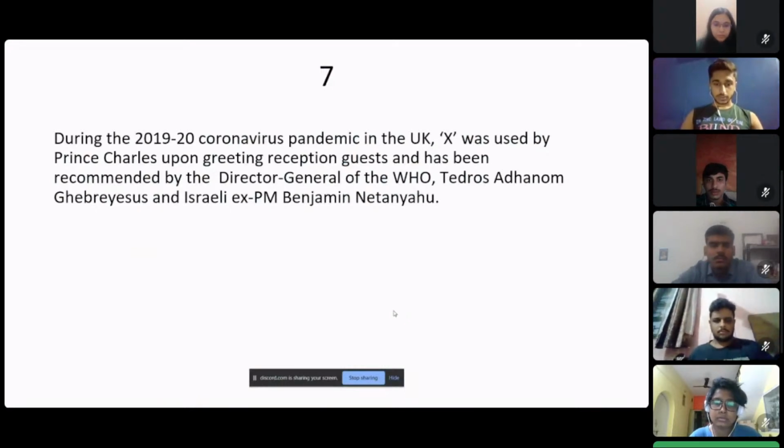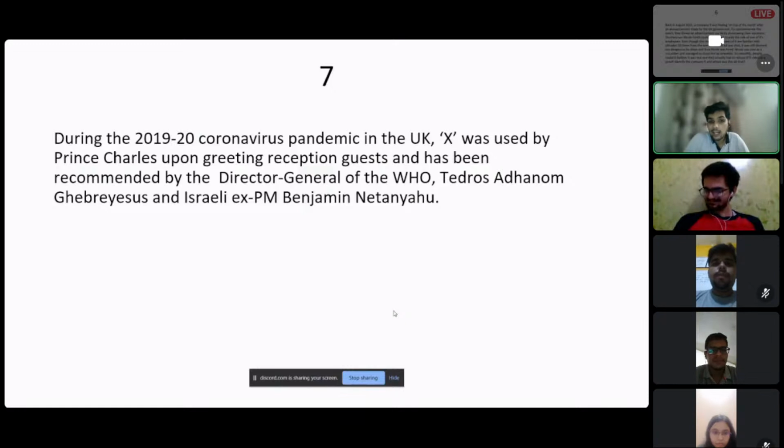During the 2019-20 coronavirus pandemic in the UK, X was used by Prince Charles for greeting reception guests, and has been recommended by the Director General of WHO and the Israeli ex-Prime Minister Benjamin Netanyahu. X is what you have to identify. Again, read the question very well. X was used by Prince Charles for greeting reception guests, and has been recommended by the WHO. Think COVID.